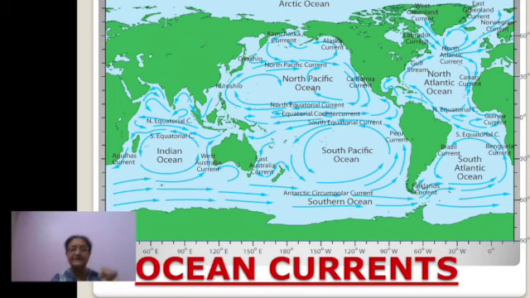Now, as the name suggests, ocean currents means this movement of water is only seen in ocean bodies. Okay, these are not seen in any river, any pond or any other water body, and that's why it has got the name ocean currents, right? You can see all these ocean currents here in the world map.